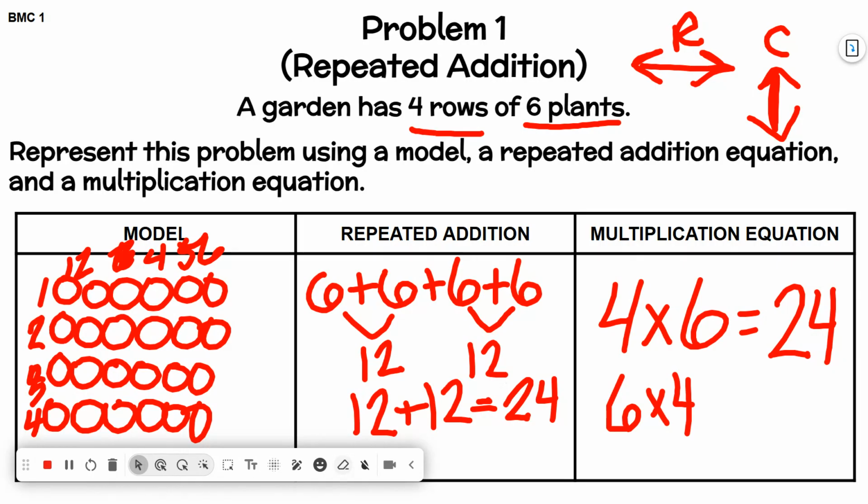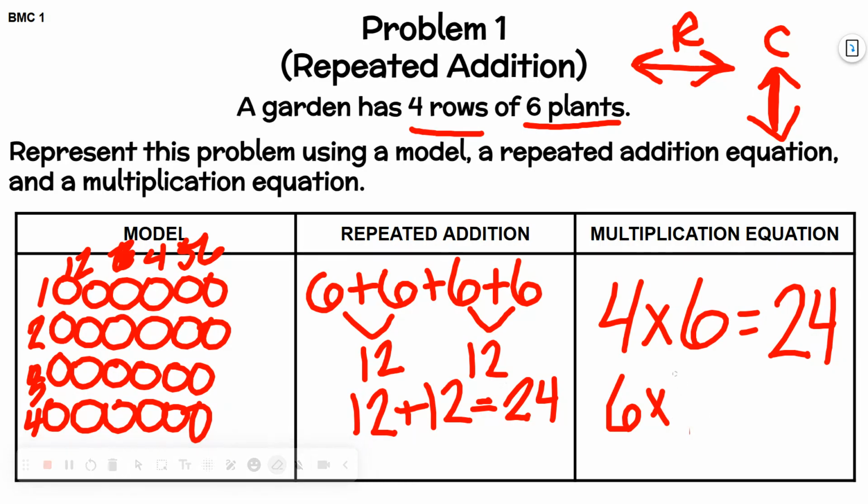All right, you should have selected those 3 equations. You have your response. The correct answers are 6 plus 6 plus 6 plus 6, 4 times 6 equals 24, and also 6 times 4 equals 24. Very good job, you had that. All right, we're going to move on to our next one.